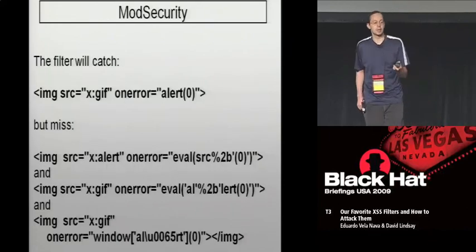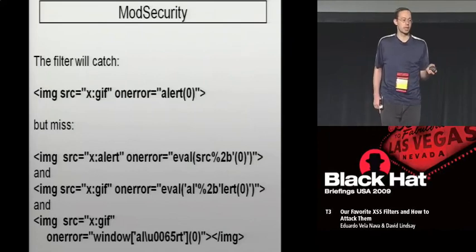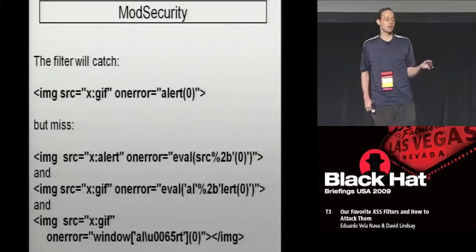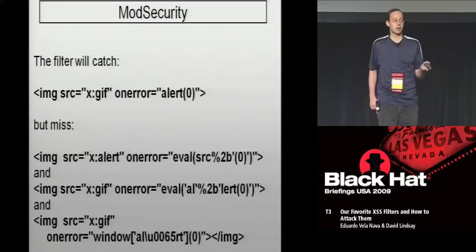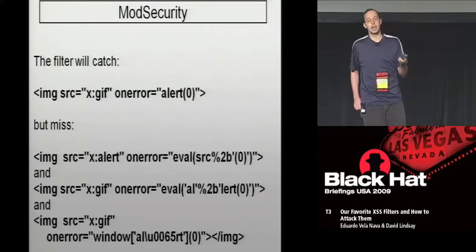So the filters will catch something like the image tag that's at the top here. Again, I'm just using an event handler. When the image fails to load because that's a non-existent URL, the alert will fire. So good, the filters catch that. But how can we change that up?